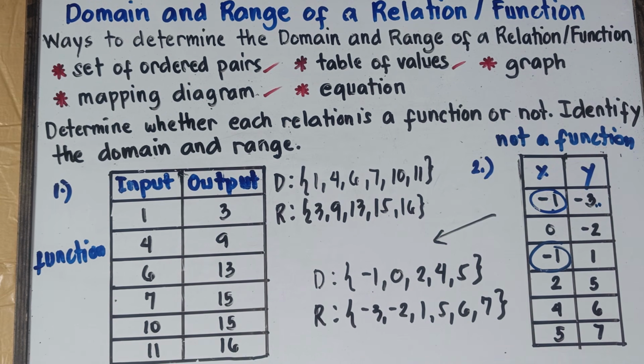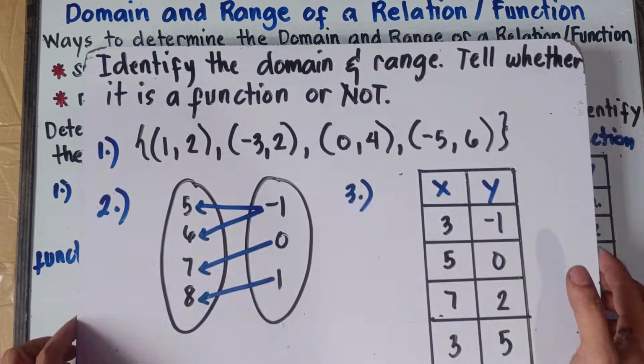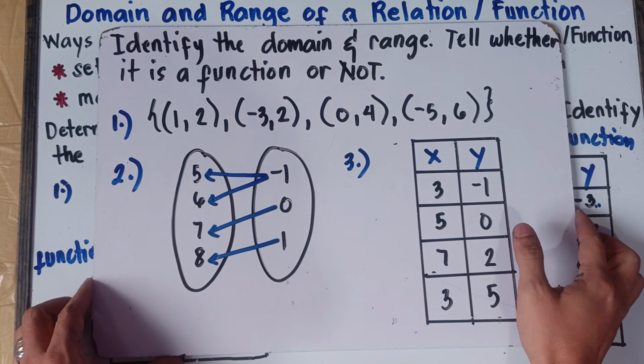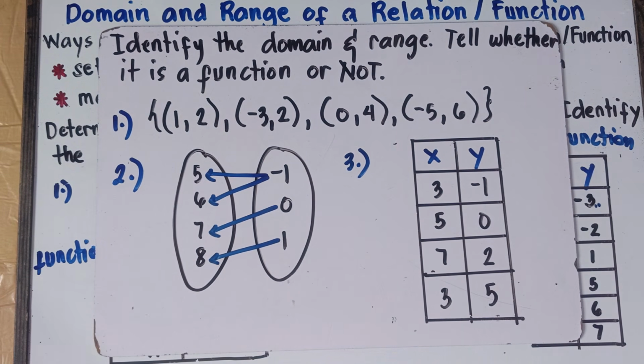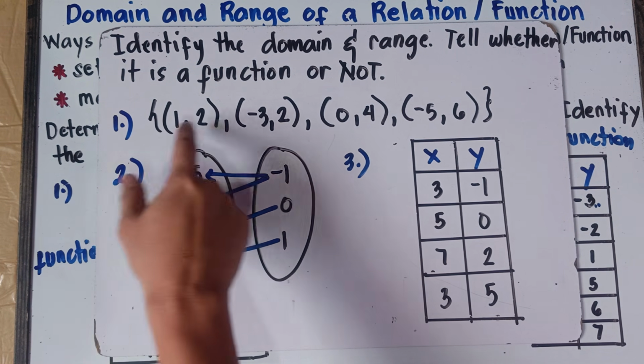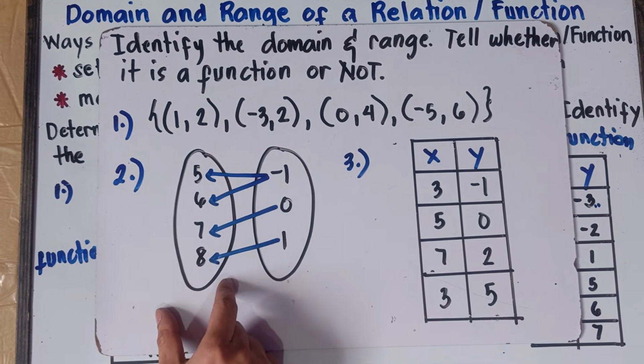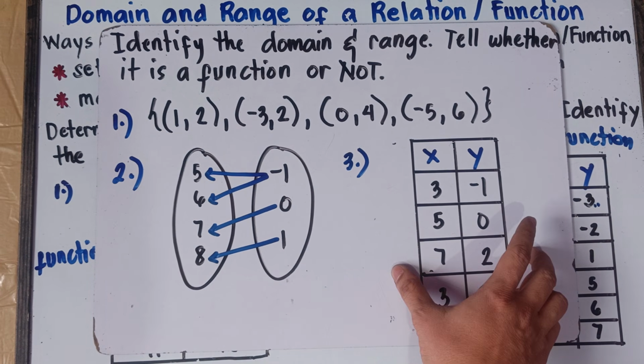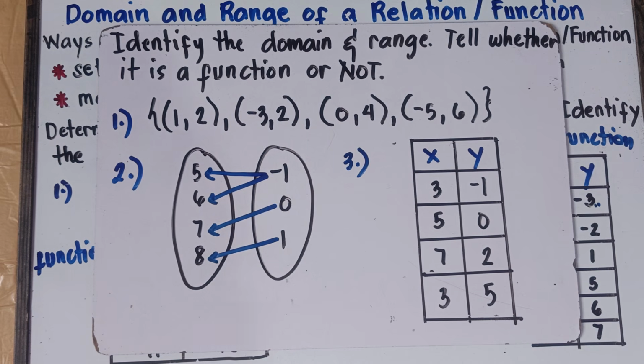Alright, now how about you try this one, class, your activity? You try this one and then put your answer in the comment section down below. Let me check, class, if you really understand our topic. Identify the domain and range. Tell whether the given is a function or not. Example number 1 is the given set of ordered pairs. Number 2 is a mapping. And number 3 is the table of values.